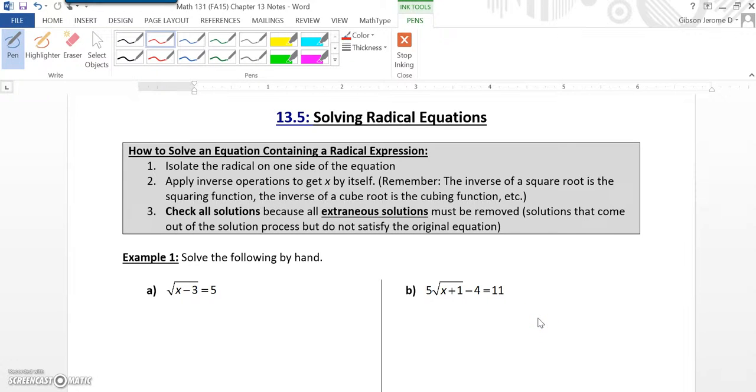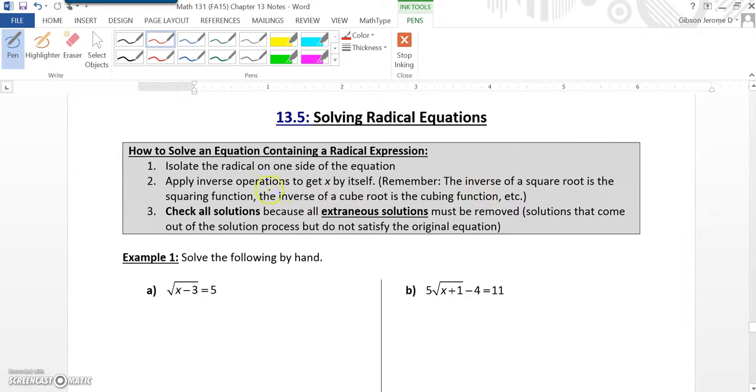Hello class, we're about to start section 13.5, solving radical equations. How to solve an equation containing a radical expression: isolate the radical on one side of the equation. Apply inverse operations to get x by itself.